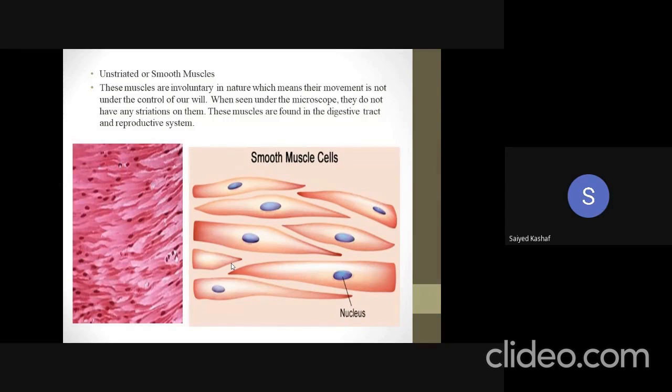These muscles are involuntary in nature, which means their movement is not under the control of our will. Under the microscope, they do not have any striation, meaning there is no light or dark band appearance. These muscles are found in the digestive tract, the reproductive tract, the respiratory tract, the uterus, the urinary bladder, and many more.